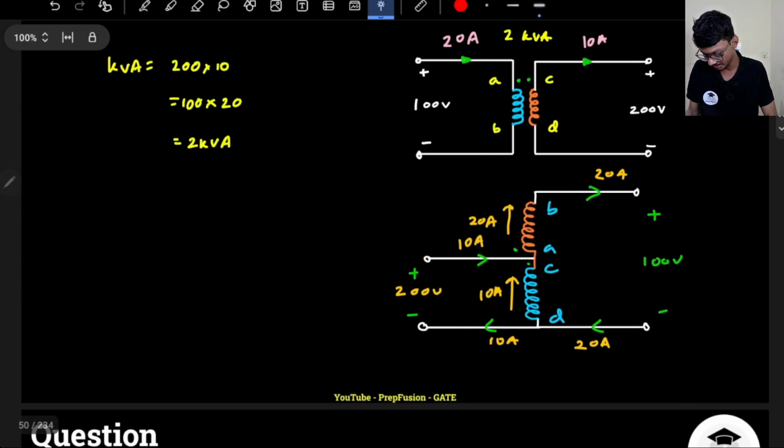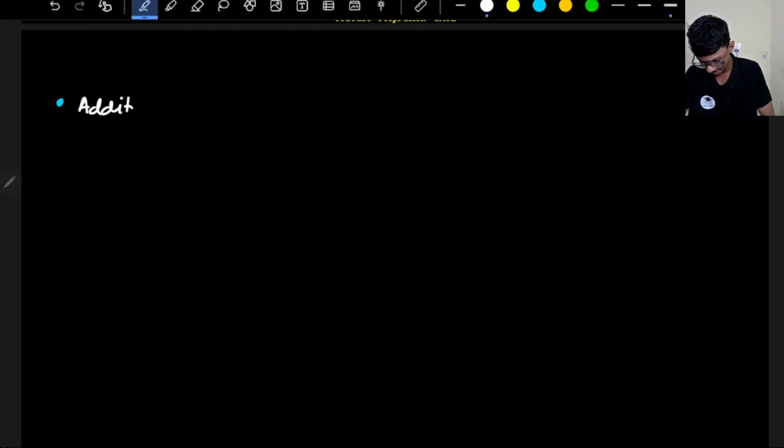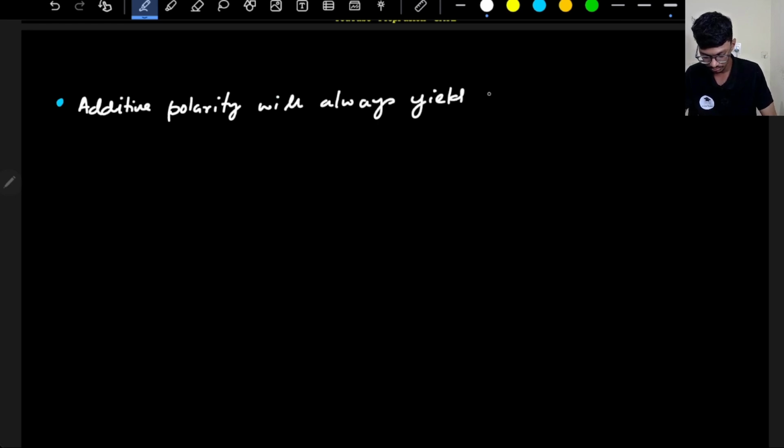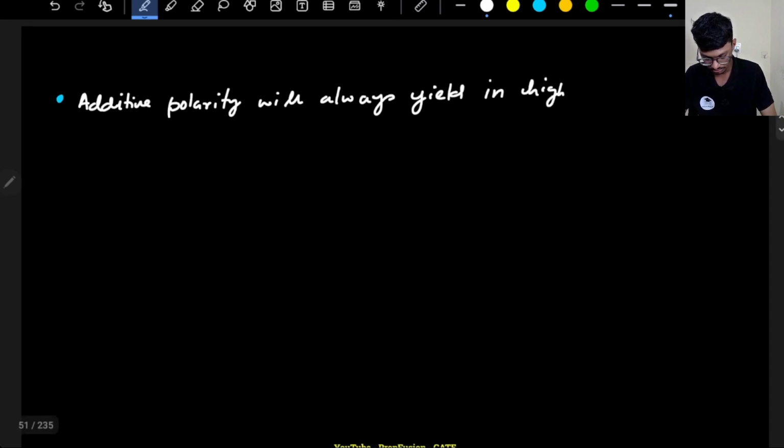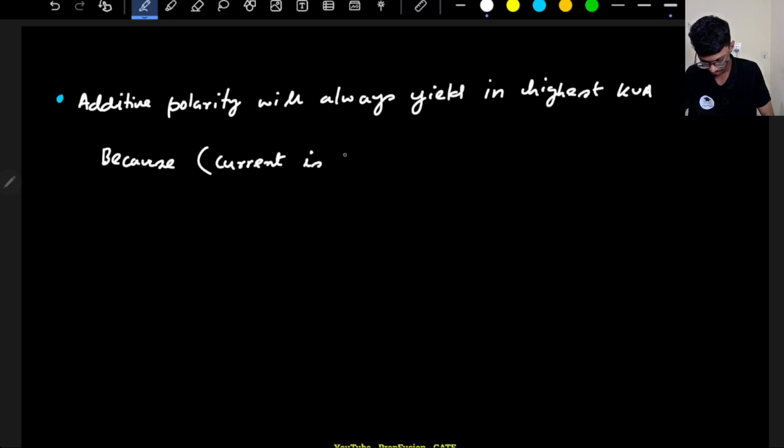So I will write down here. Additive polarity will always yield in highest kVA because current is fixed, voltage increases.